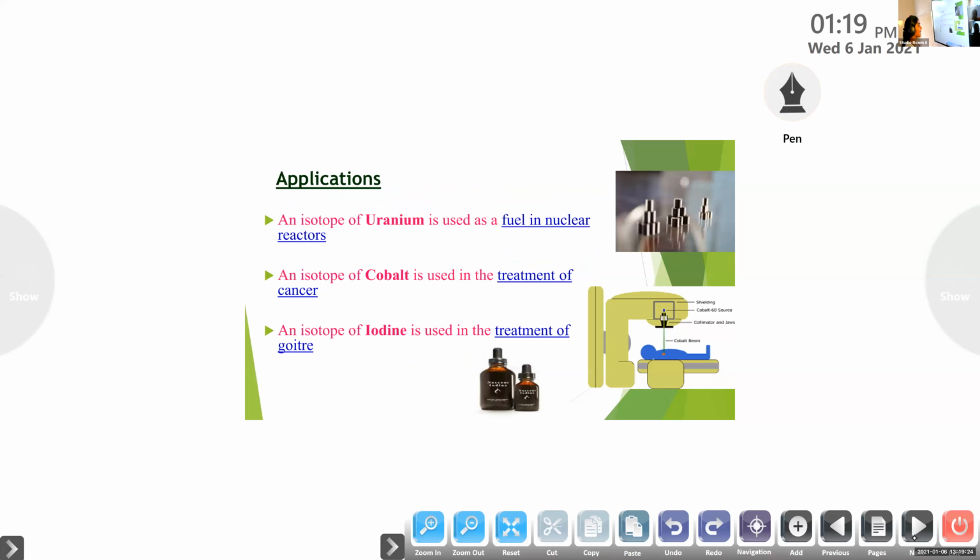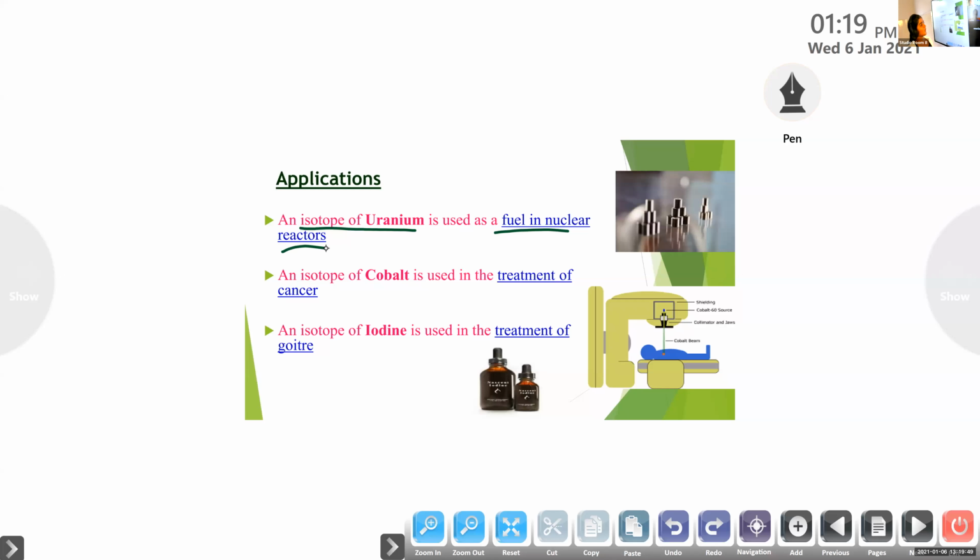Then the next one, applications of these isotopes. There are certain important applications for certain isotopes. An isotope of uranium. Uranium is an element and it is a radioactive element. It means it can emit radioactive waves. So an isotope of uranium is used as a fuel in nuclear reactors.